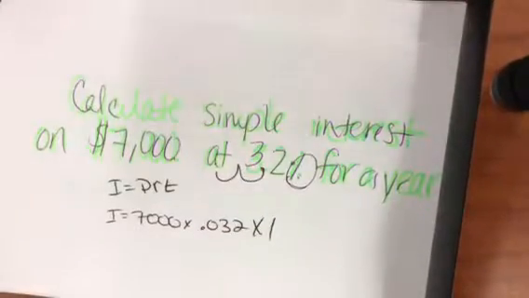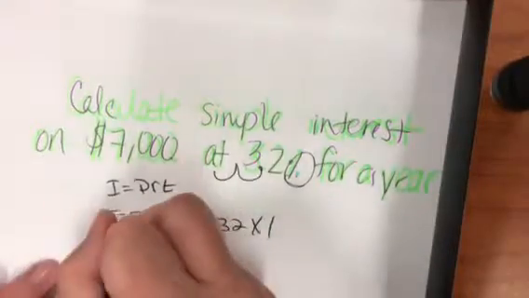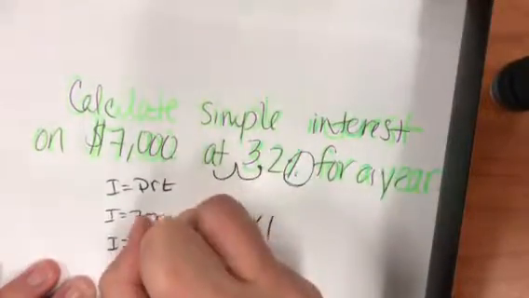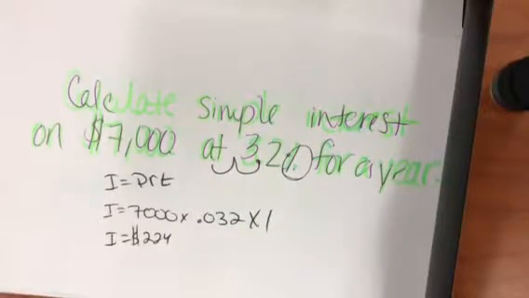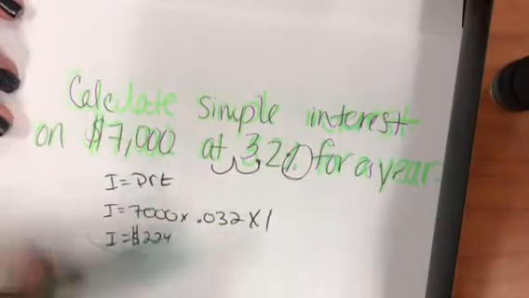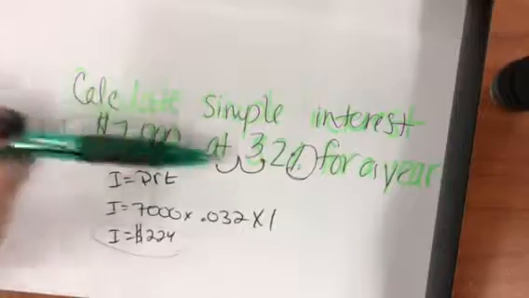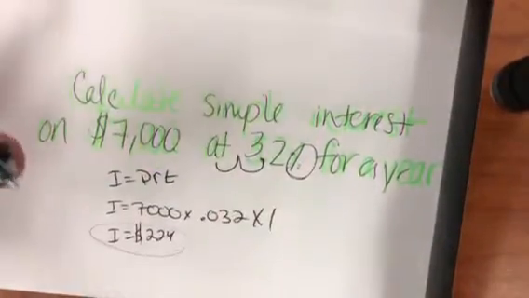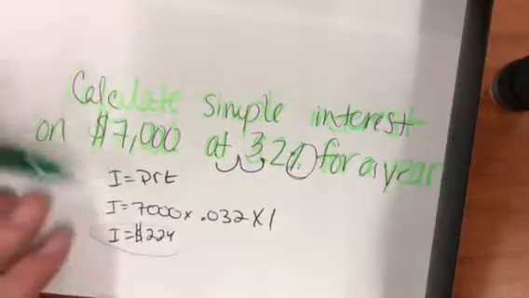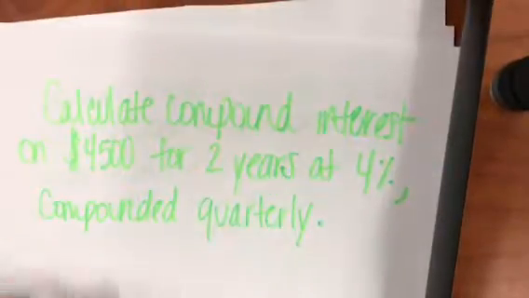So all we have to do is multiply those out. We've got 7,000 times 0.032 times 1. It equals $224. So the amount of interest equals $224. This is just the interest that was earned. It just depends on what the problem is saying, but it says to calculate the simple interest. So you found the simple interest. That's the interest that was accrued on 7,000.